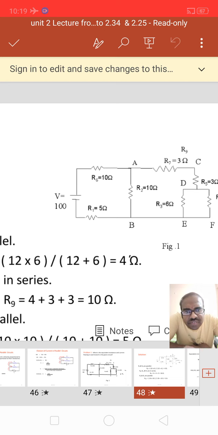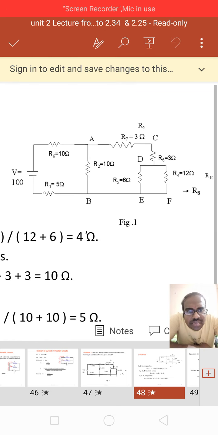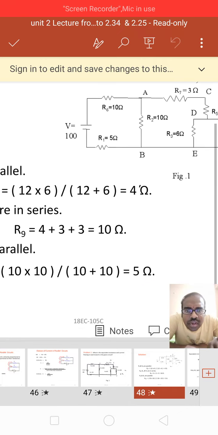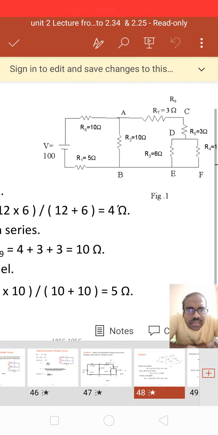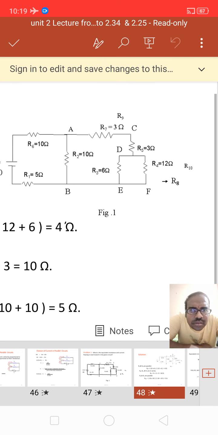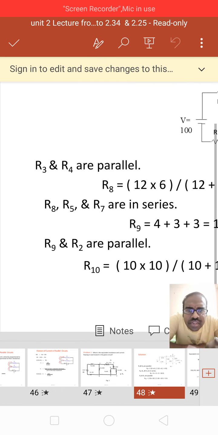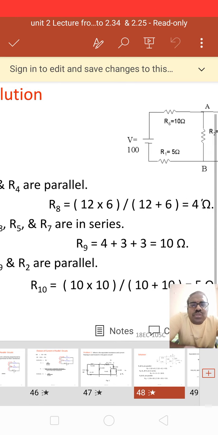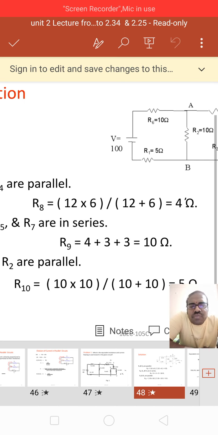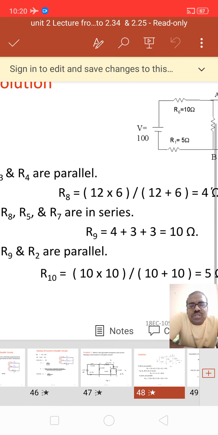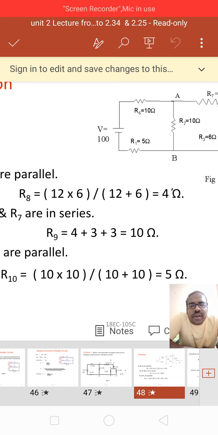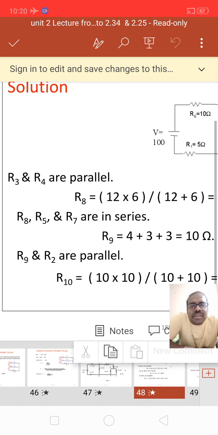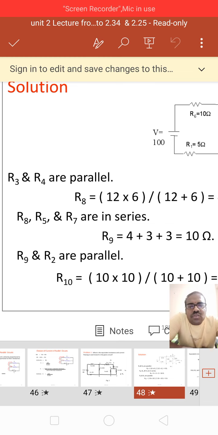From the figure we can see that R3 and R4 are parallel to each other, and R8, R5 and R7 are in series. R8 equal to 12 into 6 by 12 plus 6, that equal to 4 ohms. R9 and R2 are parallel, so R10 equal to 5 ohms. R9 equal to 4 plus 3 plus 3, that equal to 10 ohms.